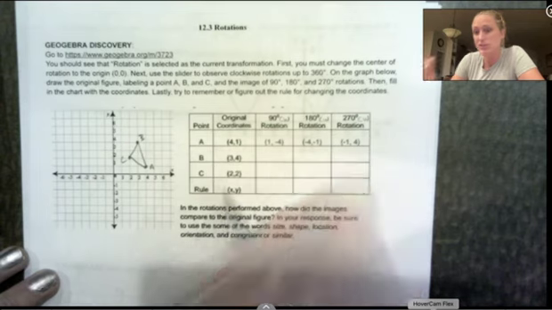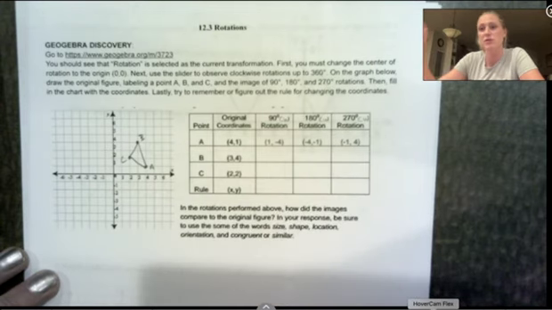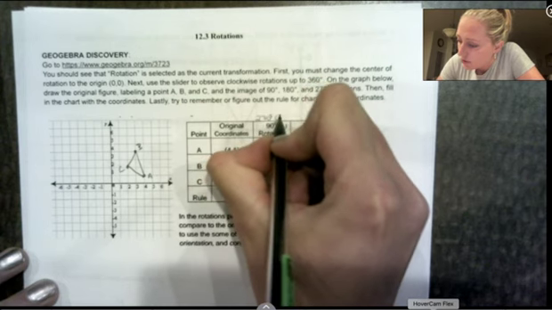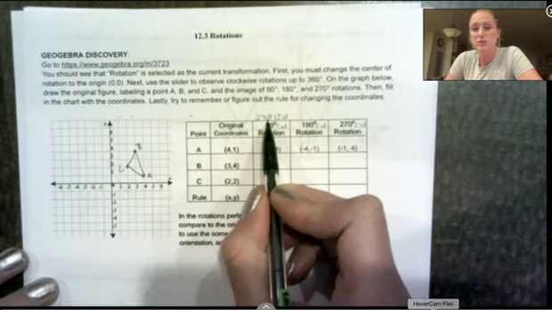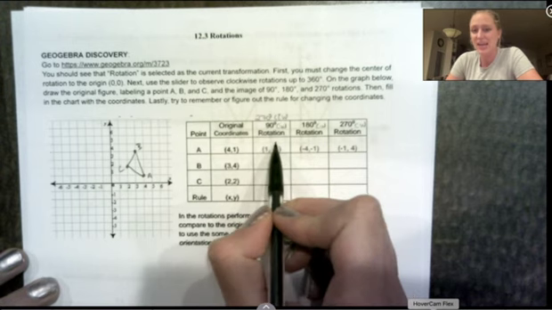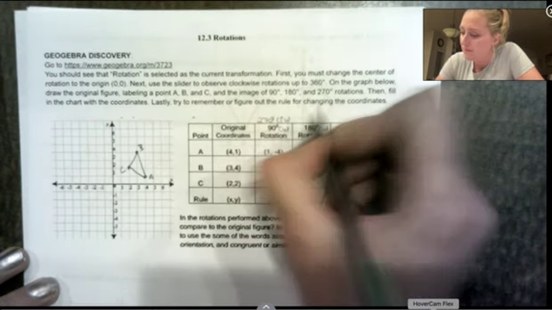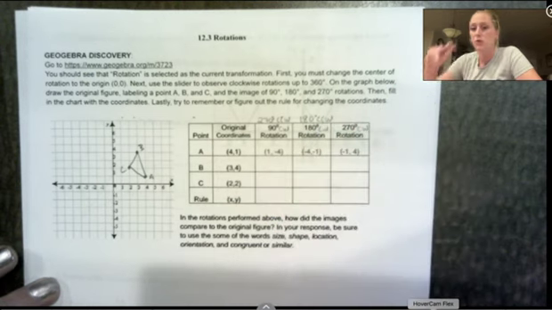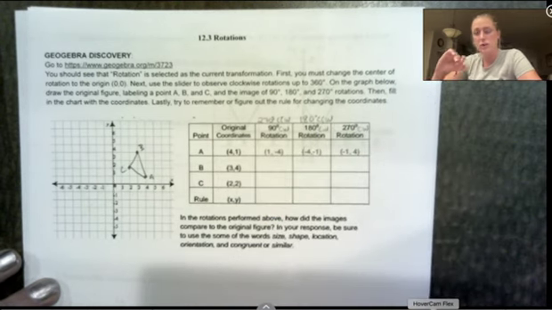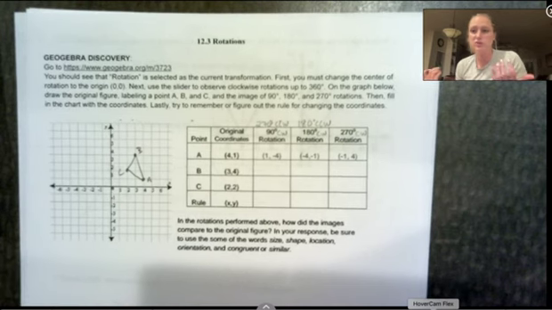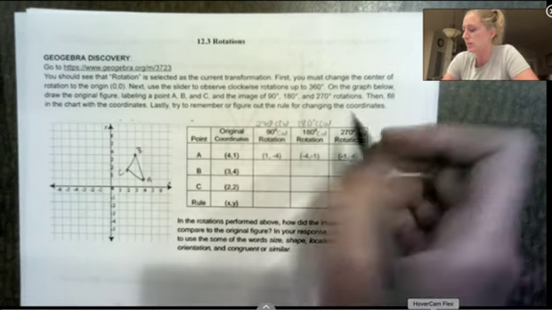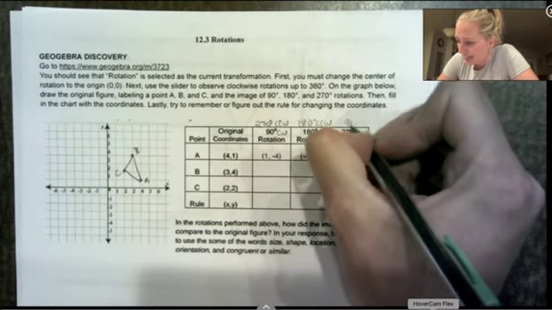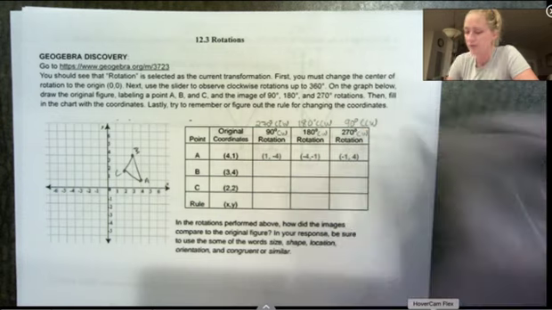So 90 degrees clockwise is the same as if I went around 270 degrees counterclockwise. So I'm going to do CCW for that. So 270 counterclockwise is the same as 90 degrees clockwise. Now 180 is actually interesting. I can go 180 clockwise or 180 counterclockwise and I end up at the same place. So with 180 degrees, the direction really doesn't matter because we're going to end up at the same place. 270 clockwise is the same as 90 degrees counterclockwise.